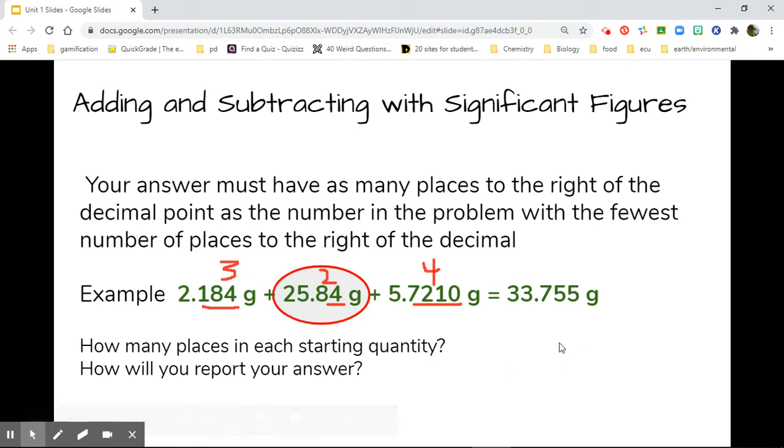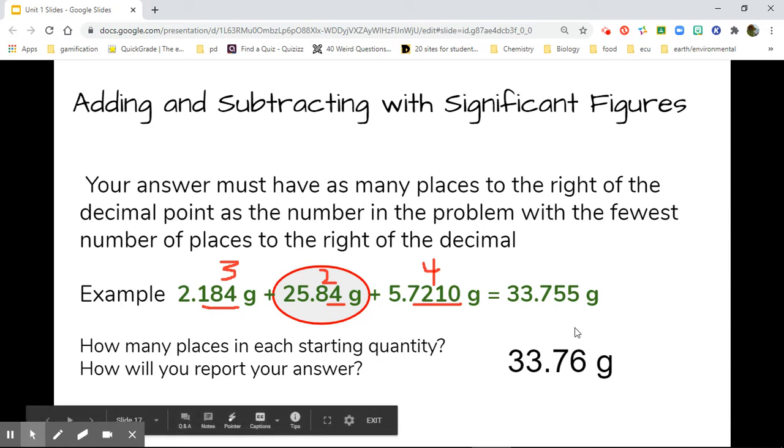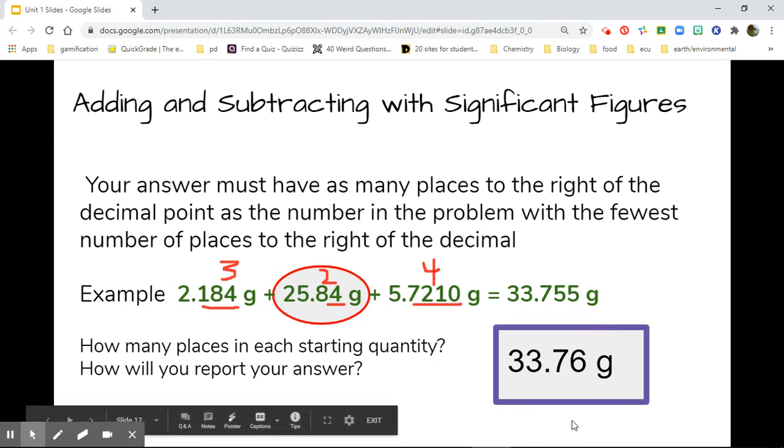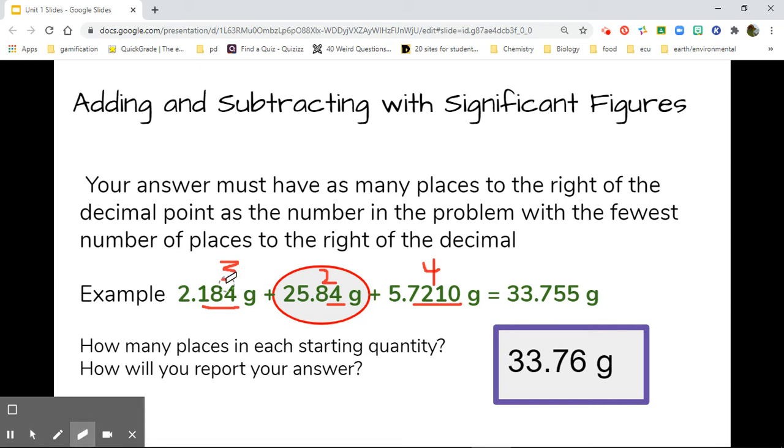So the answer we will report will be 33.76 because we have rounded up the 33.755 to get a number that just has 2 places past the decimal point. So that is the importance when you're looking at adding and subtracting. Now, when we talk about multiplying and dividing, it's a little bit different.